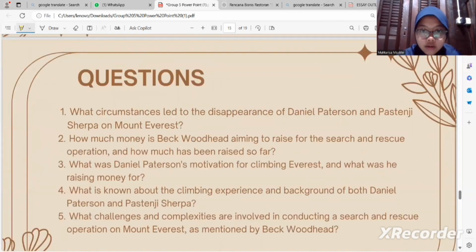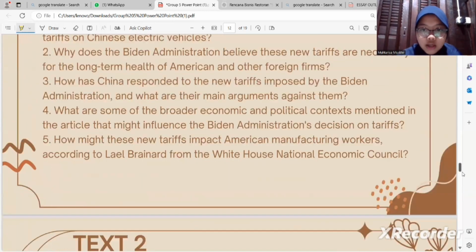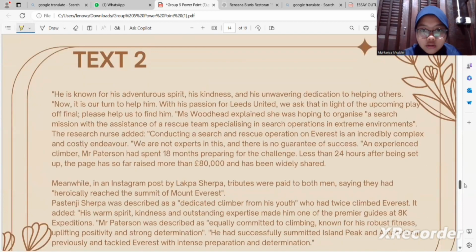The money aiming is £150,000, but now we're gonna search how much has been raised so far. We're gonna search for that. So we can see here, less than 24 hours after being set up, the page has so far raised more than £80,000. So that was the answer.